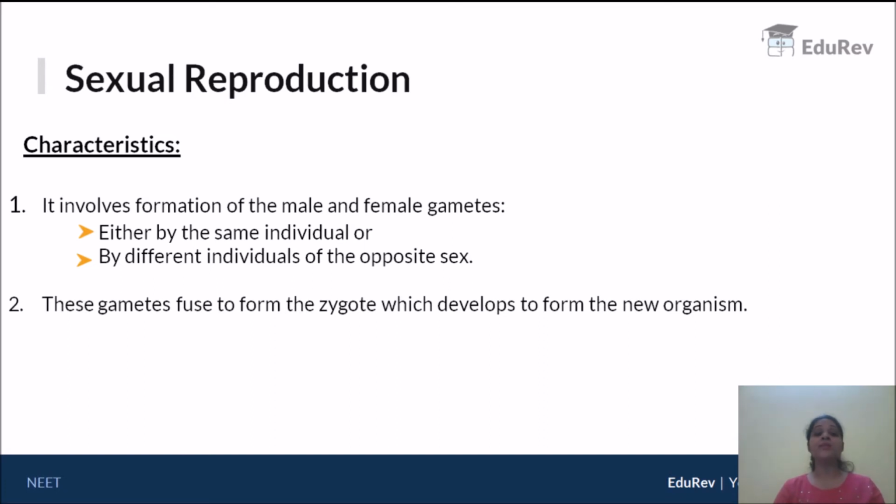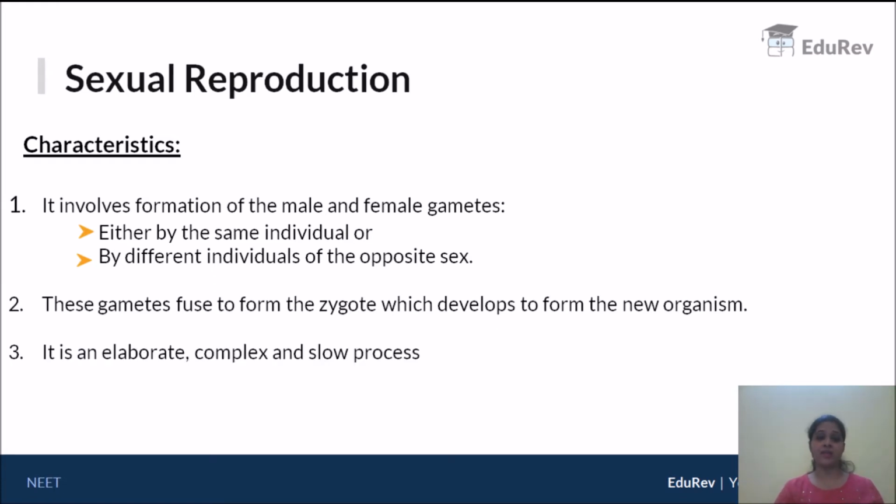The second is that you have to have fusion of these gametes, implying the moment gametes start fusing, you will form a zygote. So the zygote will be diploid, okay? This zygote is generally diploid, but later on we will study some haploid forms, zygotes converting into haploid forms. But when gametes fuse, you will have a zygote, and this zygote should develop into an offspring.